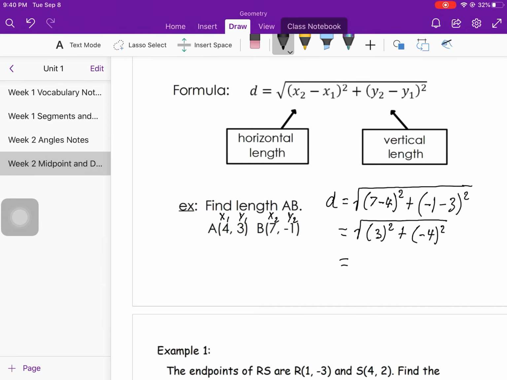Now, PEMDAS, and then it is exponents. So the next thing we need to do before we take the square root of all of this is we need to take 3 and square it. So we get 9. 3 squared is 9, and negative 4 squared is actually positive 16. Whenever you're doing this, you should always get positive numbers inside, so we end up getting positive 9 plus positive 16, because when you square a negative number, it becomes positive. Then we need to add what's inside, 9 plus 16, which gives us 25, and the square root of 25 is 5. So the distance from A to B is 5, and that would be in units, technically.